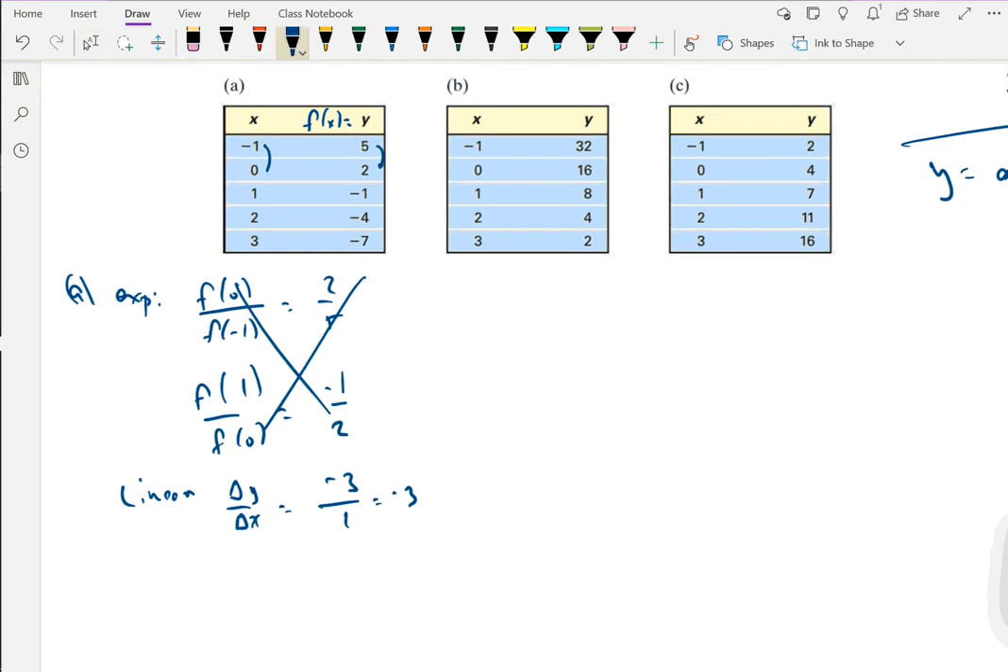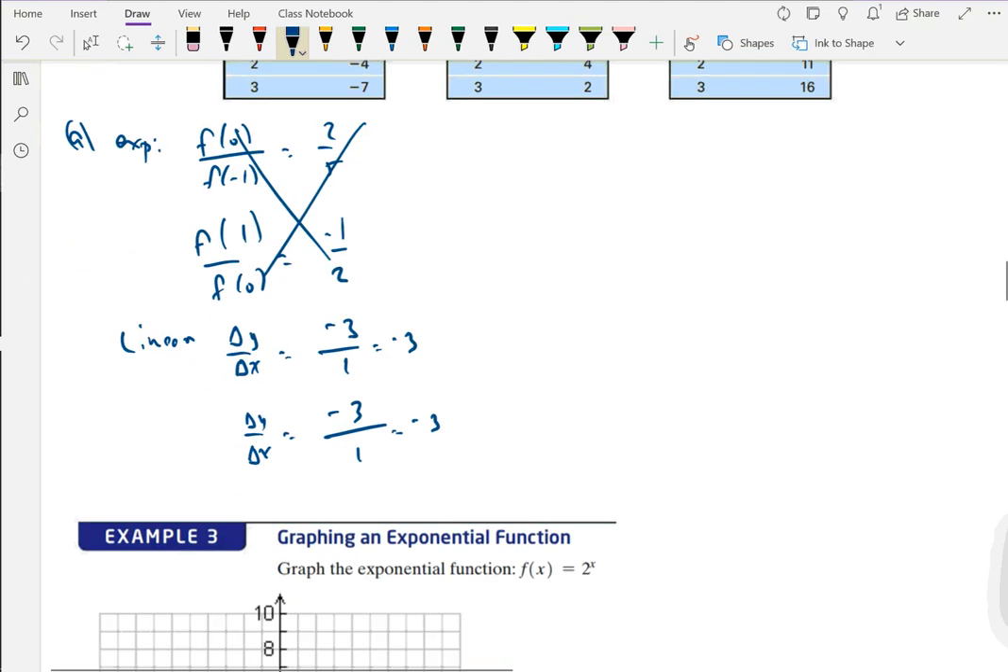Let's take a look at the next pair of points. Let's go from 0 to 1. So again, if I take a look at change in y over change in x, from 0 to 1, let's do the y values first. From 2 to negative 1, if I subtract these, negative 1 minus 2 is negative 3. And 1 minus 0 is 1. So that also is a rate of change of minus 3.